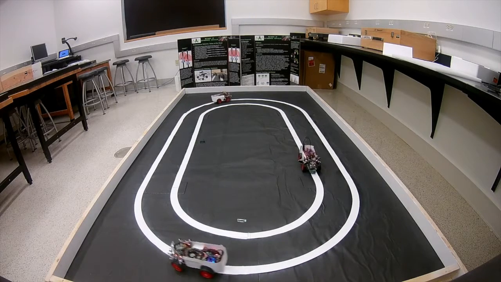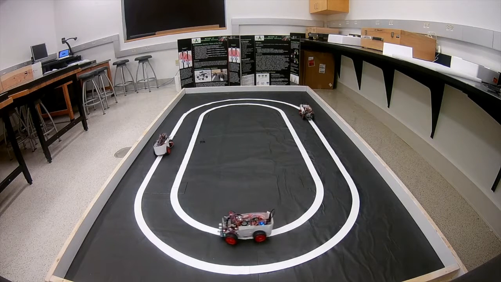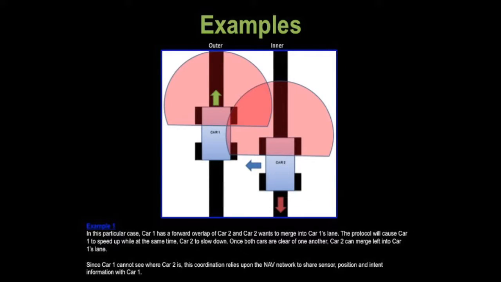Each car also has predetermined procedures based upon data read by its own sensors and received from the network. For instance, in this particular case, car 1 has a forward overlap over car 2, and car 2 wants to merge into car 1's lane. The obstructed merge protocol will cause car 1 to speed up, while at the same time car 2 will slow down. Once both cars are clear of one another, car 2 can merge left into car 1's lane. Even though car 1 could not see car 2 in this example, this coordination relies upon the NAV network to share sensor, position, and merge state information with car 1.